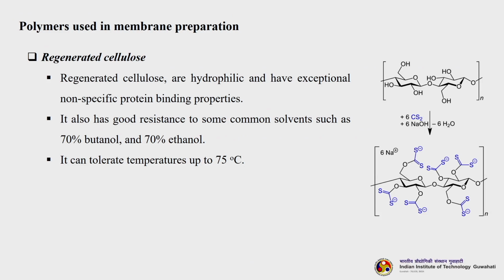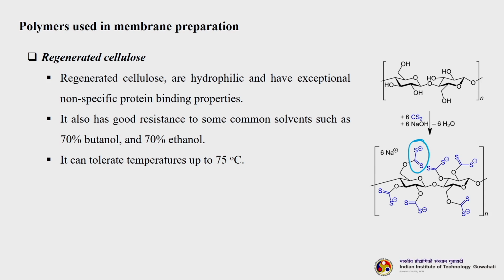You can see the regenerated structures here. This is actually the structure of the cellulose, to which we are adding CH2, sodium hydroxide, and water is getting out of this reaction. Thereby we are imparting different types of sulfur groups here, to modify different properties of the cellulose. That is why it is called regenerated cellulose.